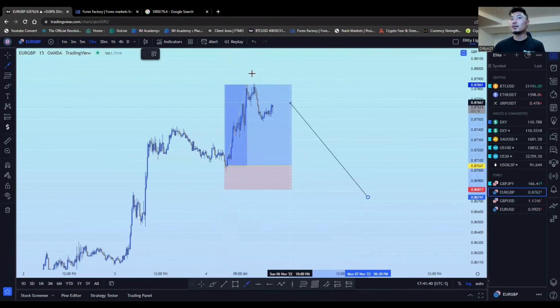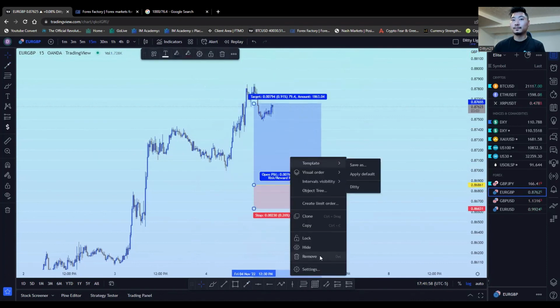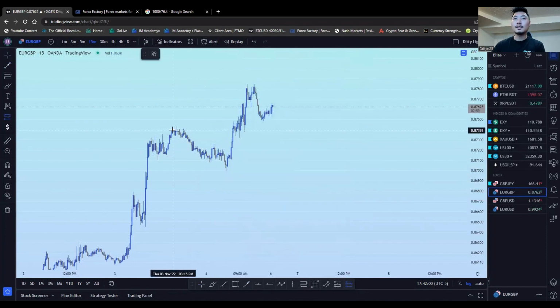So this is not an execution in the market. This just tells me that he entered here, his stop loss was here, and let's say his final TP is here. That's what it is. So really understand how to use this.